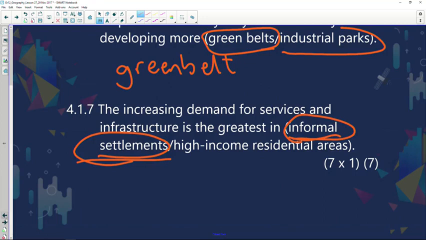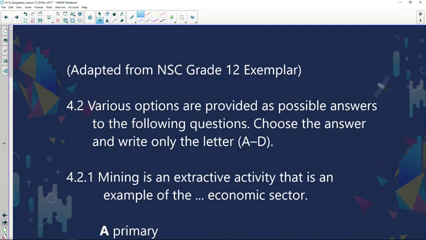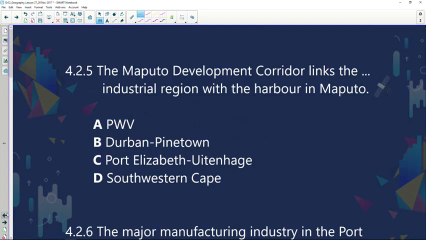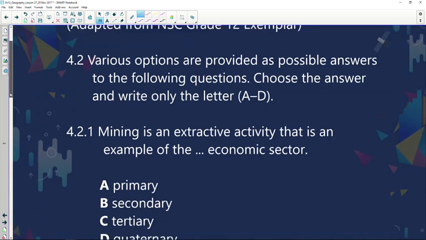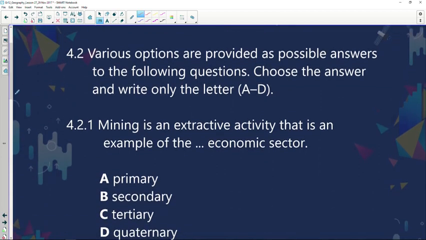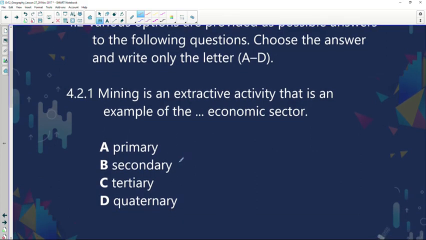If we look at our next set of short questions, that's multiple choice, so you just need to choose the correct answer. Various options are provided. We need to choose the correct one. If we look at 4.2.1, mining is an extractive activity. This is very easy. You've done this a couple of times from grade 10, 11, 12. It's a primary activity, so the correct answer is A.